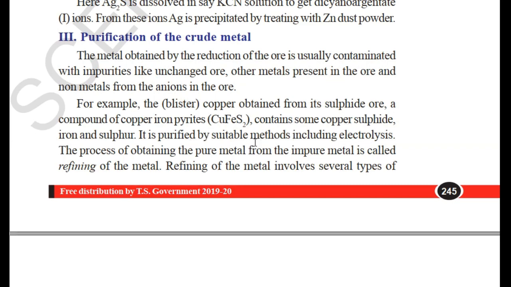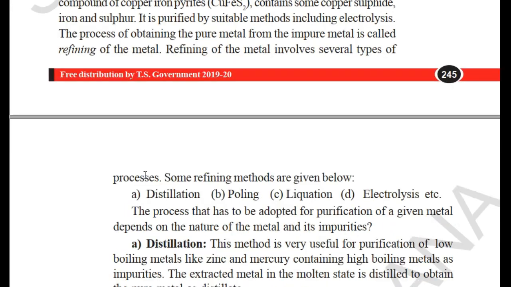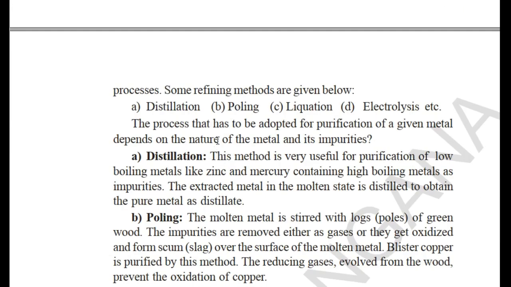So these are purified by suitable methods, electrolysis, or we have some refining of metal. We have so many processes of obtaining pure metals from impure. Until now we got impure metals, so now we will be refining them into pure metals. Refining of metals involves several types. There are 4 types: distillation, poling, liquefaction, electrolysis.